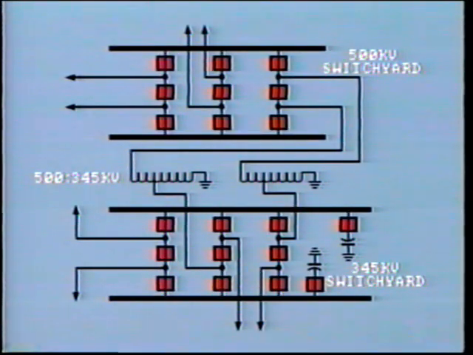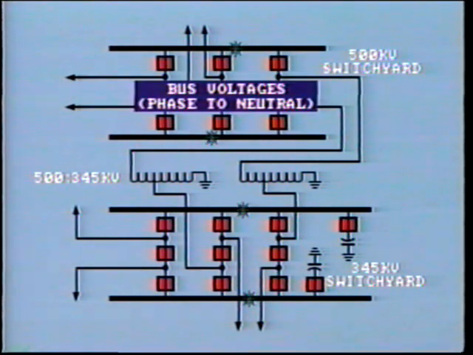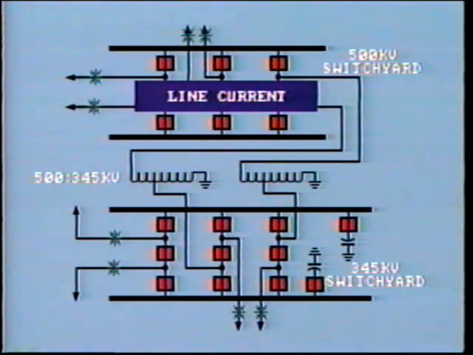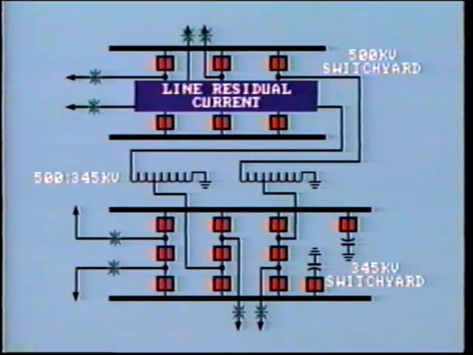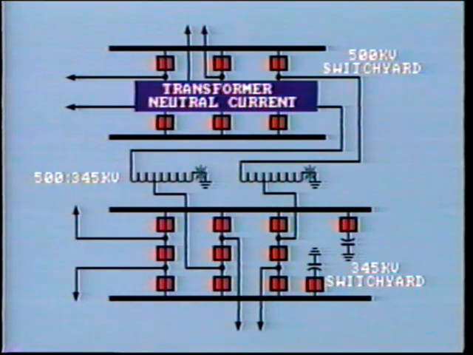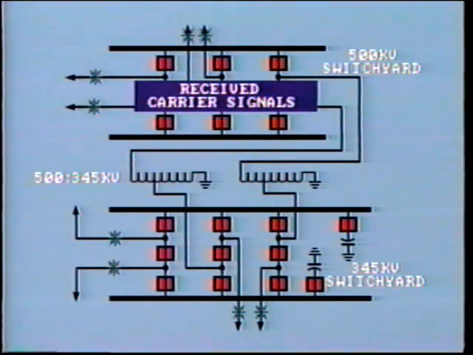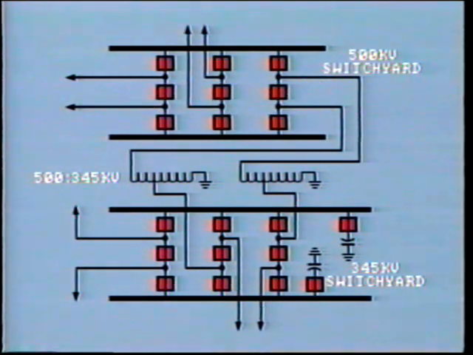At this transmission substation, for example, some of the more important quantities to monitor are bus voltage between each phase and neutral, line current in at least one phase, line residual current, transformer neutral current, and received carrier signals for each line. Let's look at each of these quantities and see why they are important in analyzing faults.